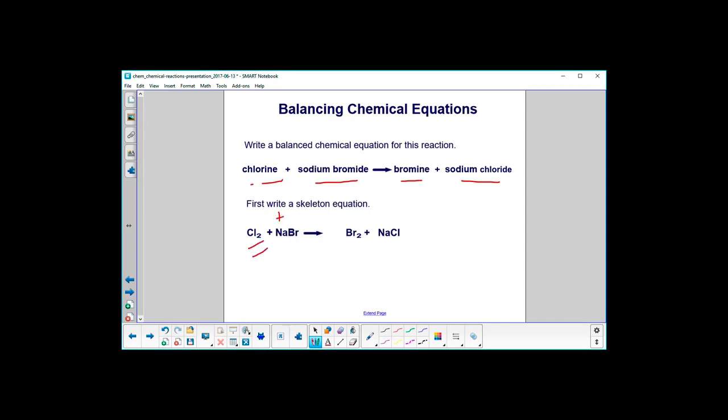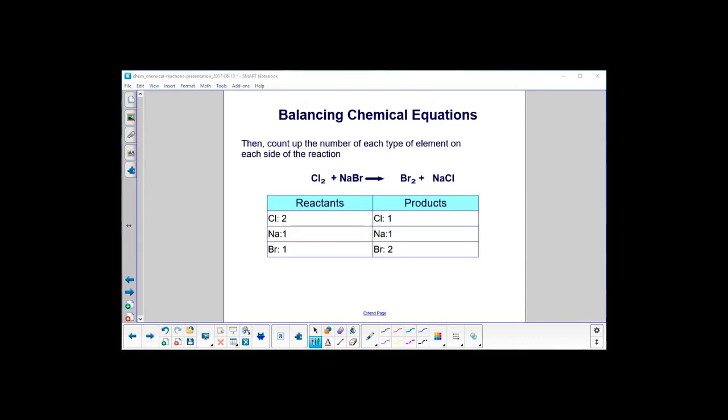Sodium has a valence of +1, bromine of -1, so that's how you write sodium bromide. Bromine, also a diatomic molecule, so it's Br2. And then sodium is +1, chlorine is -1, so there you go. That's your skeleton equation. Next, count up the number of each type of element on each side of the reaction.